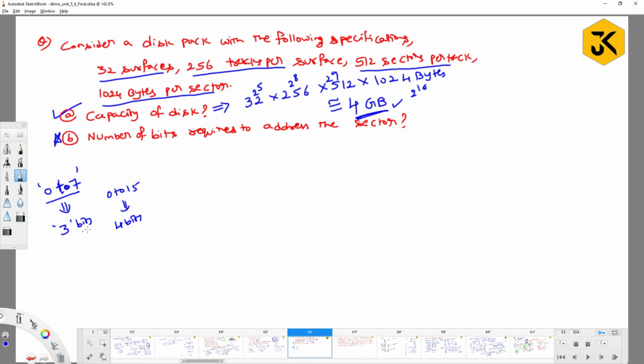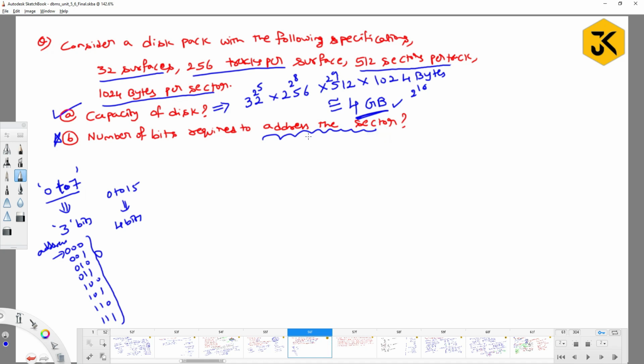If I have 3 bits, definitely I can give the values 000, 001, 010, 011, 100, 101, 110, 111. Try to observe: for 8 values, I have given the names uniquely. Each one I can represent as one unique address. That is the meaning of this. So in order to provide addresses to every sector uniquely, a number of bits are required. That is what they are asking.